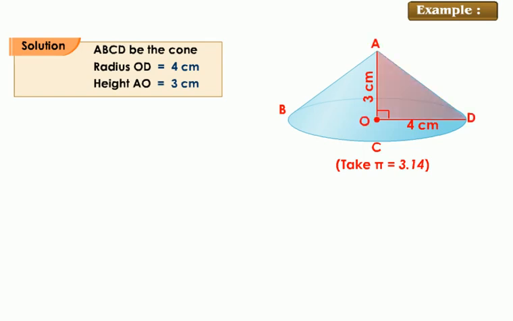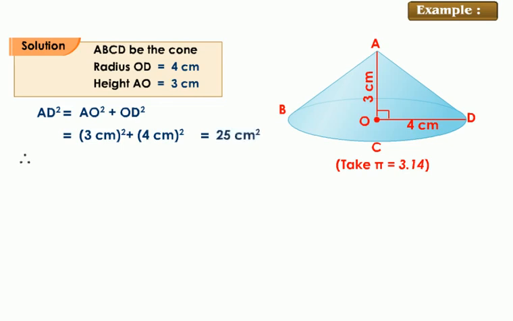Since AOD is a right-angled triangle, we have, by Pythagoras theorem, AD square equals AO square plus OD square. Now, let us substitute the values and we may write 3 centimeter whole square plus 4 centimeter whole square equals 25 centimeter square. Therefore, AD equals 5 centimeter. That is the slanting length of the cone.